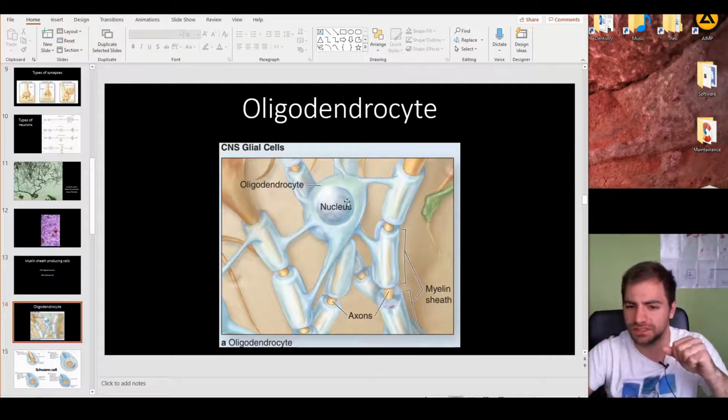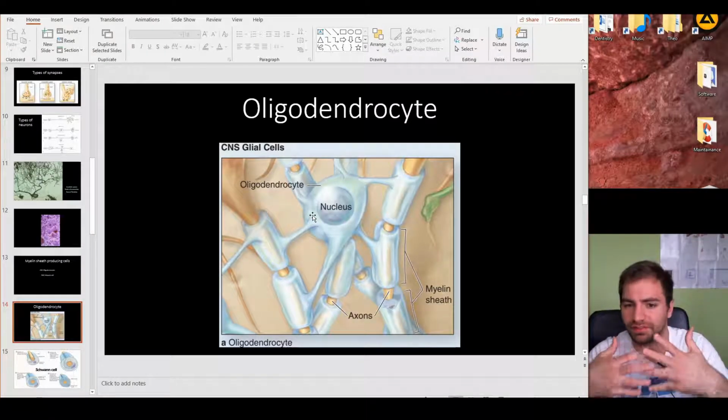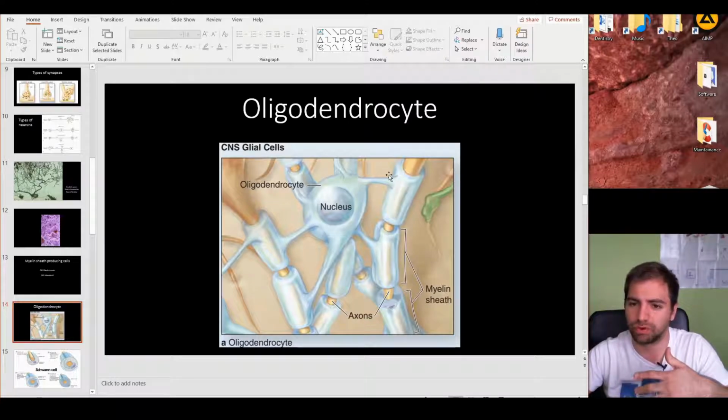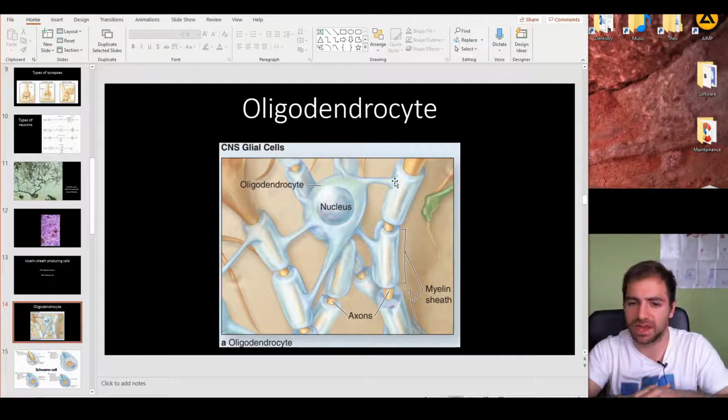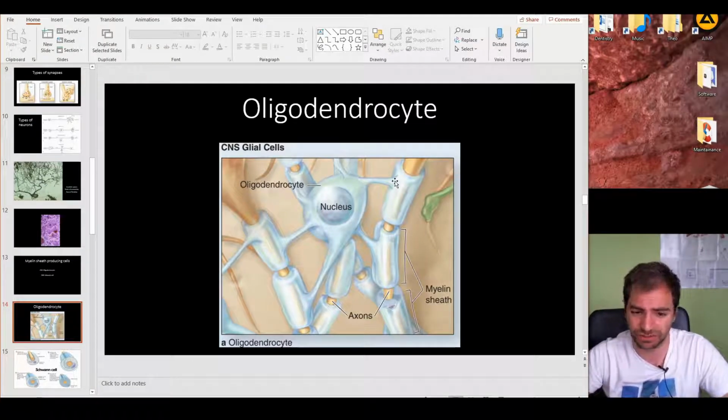Well, this is the typical morphology of the oligodendrocyte. Again, it branches out to many different axons, to produce these continuous coils of lipids around the axons in order to increase the speed of nerve signal propagation, and of course to minimize electrical losses. This is the typical morphology of the oligodendrocyte.